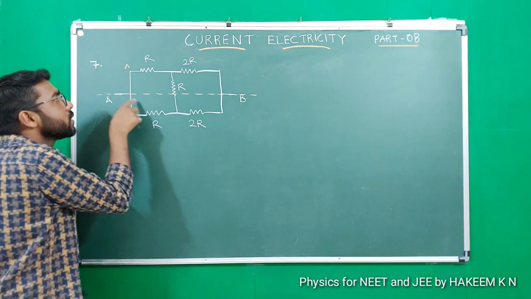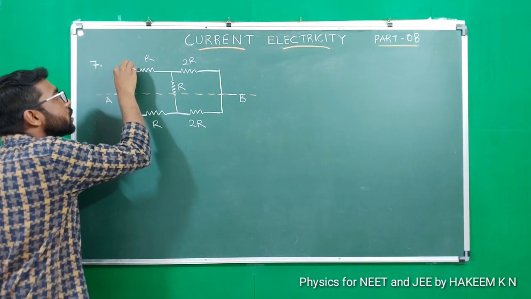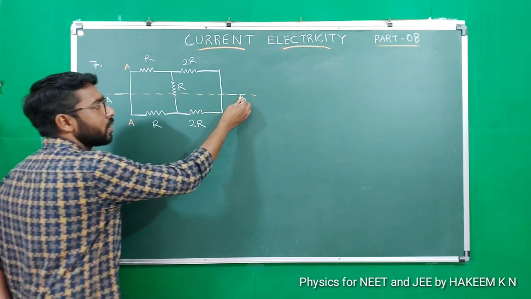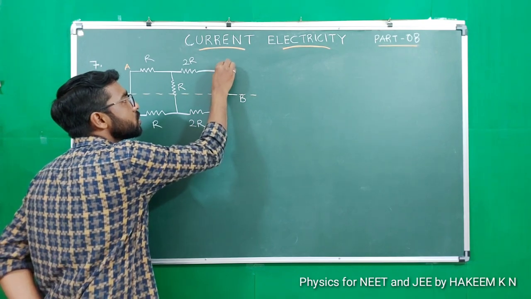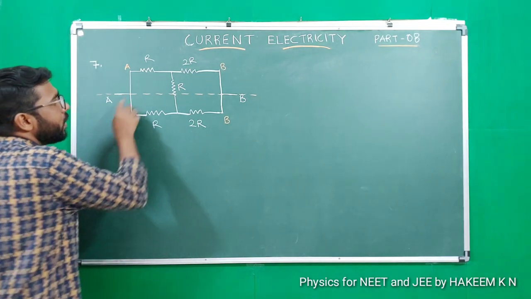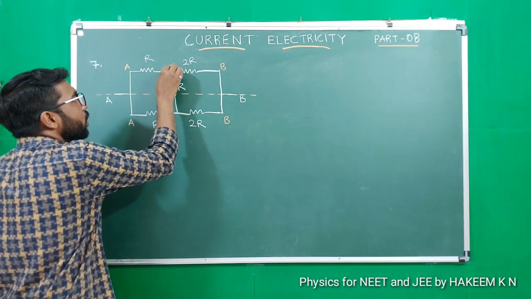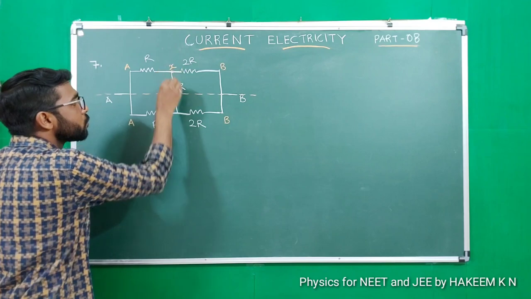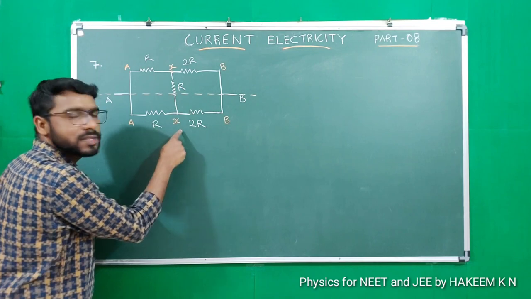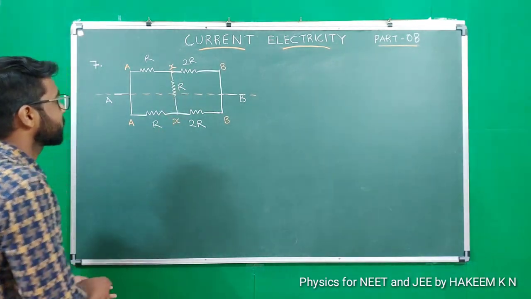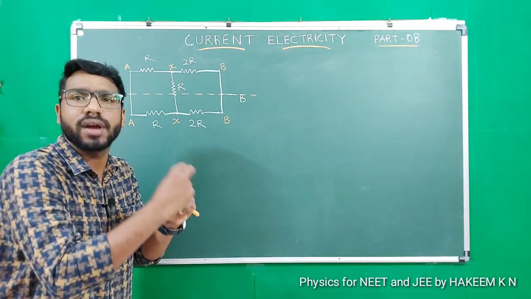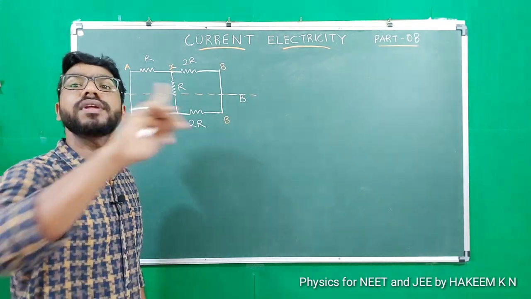This is point A. No resistors here. So this point is also A and this point is also A. And here it is B, no resistance. So this point is also B and this point is also B. And here you can see a point, a junction X. So opposite points have same potential X. Now you can see, for the flow of current, there should be a potential difference.